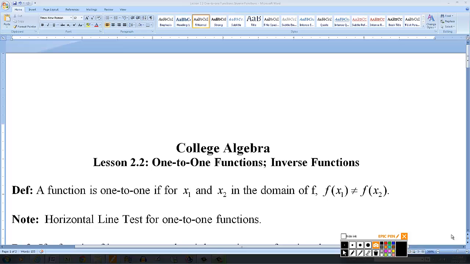Now in this lesson, I want to focus on what is called a one-to-one function. So here's your definition. A function is one-to-one if for x sub 1 and x sub 2, which are different values in the domain of f, f of x sub 1 cannot equal f of x sub 2. That is, the y values corresponding to those x's cannot be equal. Another way to say this is for every y, there has to be one value of x.